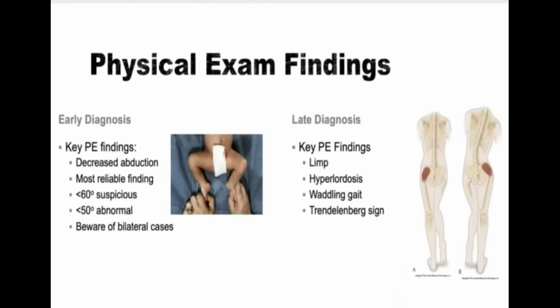So early in the physical exam, the key finding is a decrease in hip abduction. Even newborn children can widely abduct their hips to about 80 degrees when measuring from vertical, so 80 degrees towards horizontal. If you've got a child whose hip only abducts to about 60 degrees, or even less than 50 degrees, you've got to be very suspicious that the reason it's not abducting is because of that hip subluxation or dislocation.